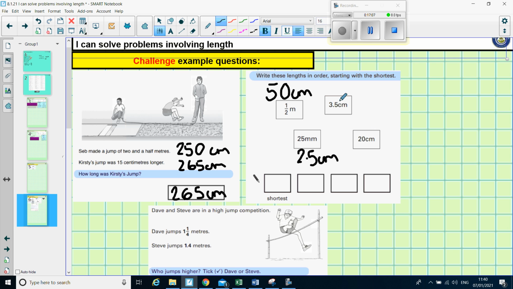Right, now I know that, I can put them in order from smallest to largest. So the smallest one, or the shortest one, is 2.5 centimetres, but I need to write the original question. So my shortest is 25 millimetres. So I'm going to cross that one out because I know I've used that. My next shortest is 3.5 centimetres. I'm going to cross that one out. Next shortest is 20 centimetres. And I'm left with my final one, half a metre, which must be the longest one.